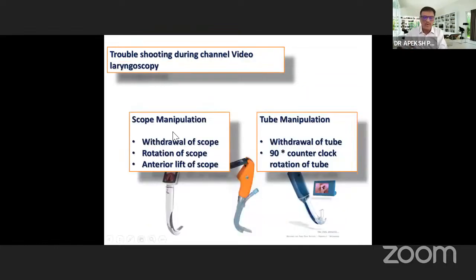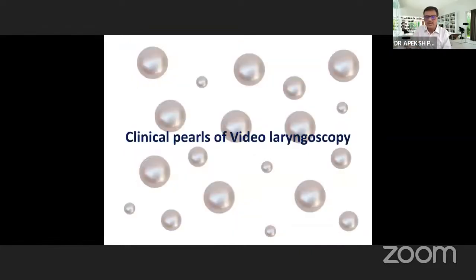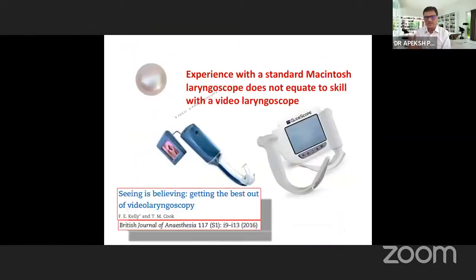So what type of scope manipulation is required to overcome the trouble? Many times you need to withdraw the scope. Many times you have to rotate the scope. Many times you need to lift up the scope anteriorly, specifically with the channel video laryngoscope. And tube manipulation in the form of withdrawing the tube and 90 degree counterclockwise rotation most of the time overcomes the right aryepiglottic impingement. So these are simple clinical pearls of video laryngoscopy.